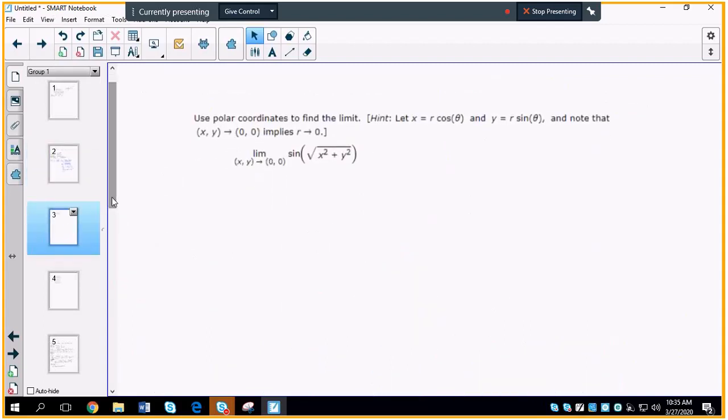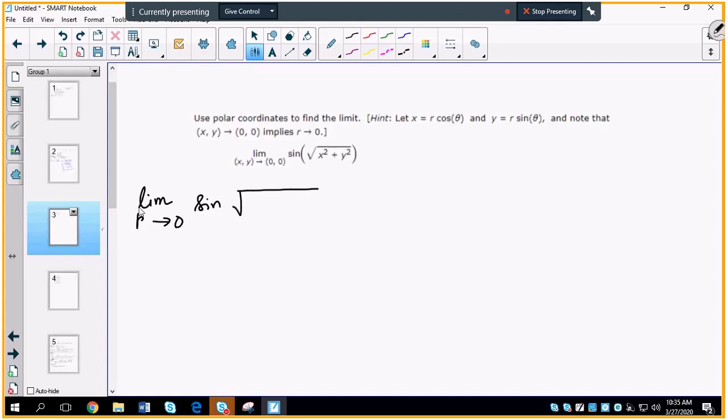Okay, a pretty similar one. This time, I told you that x is r cosine theta, y is equal to r sine theta, and (x, y) is approaching (0, 0). I'm not going to show you the work of why (x, y) approaching (0, 0) enforces r to approach 0. What we would rather do is execute the limit. So I'm going to rewrite this limit. This is going to be the limit as r approaches 0, as (x, y) approaching (0, 0) by the substitution means r will approach 0. And I will get sine of the square root of r squared cosine square theta plus r squared sine square theta.